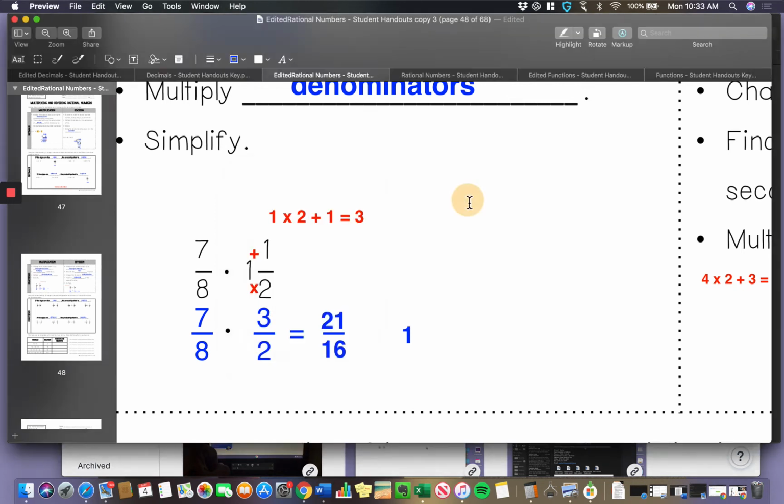So my new numerator is 5, and my denominator is going to stay the same.